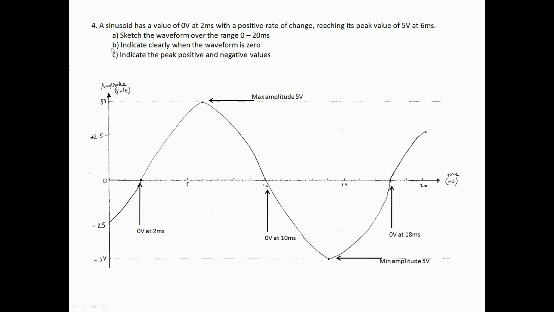So there we go. Next, you're asked to indicate clearly when the waveform is 0. I've just gone along, I've said it's 0 at 2 milliseconds, 0 at 10 milliseconds, and 0 at 18 milliseconds. It's just quite simple, just make sure it's clear. And then finally indicate the peak positive and negative values. So 5 volts is the maximum and -5 is the minimum. And I've just labelled clearly those points within the time range.